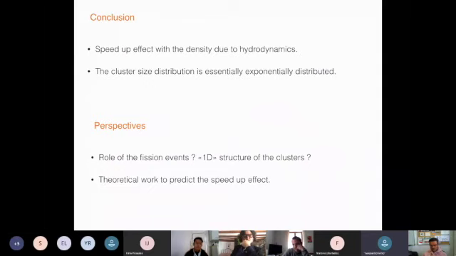And we would also like to understand the distribution of size of these clusters, and see if, for example, we can explain it by saying that indeed the monomeric approximation does not hold for the fission events, or see, for example, if the 1D structure of the cluster plays a role.